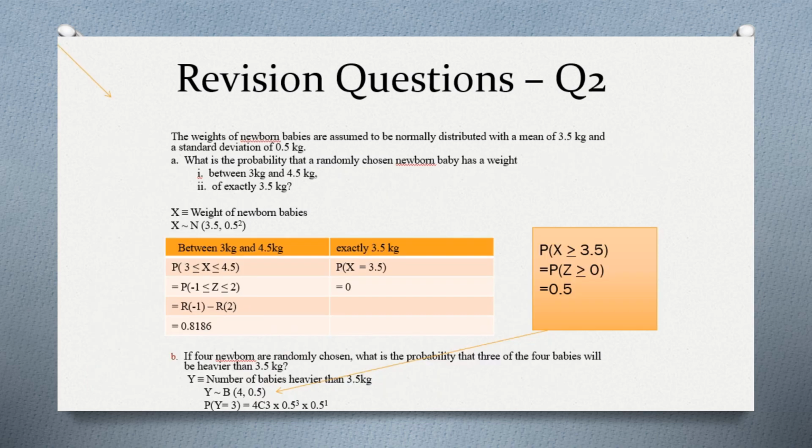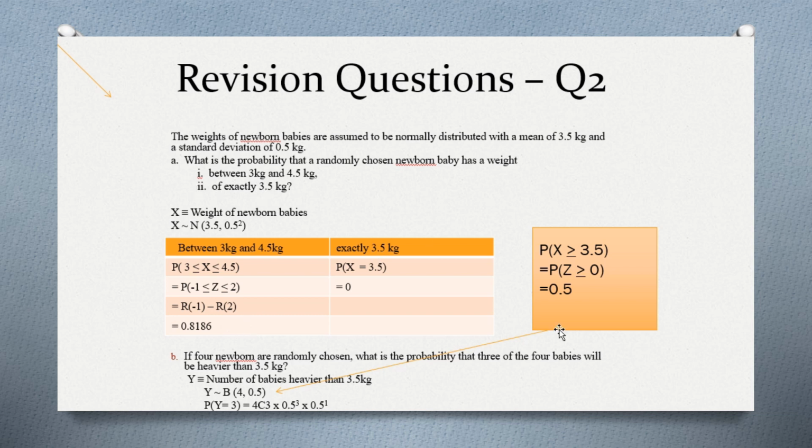All right? Then you have question 2. The weight of newborn babies is assumed to be normally distributed with a mean of 3.5, and a standard deviation of 0.5. You write your event, you write your distribution. What is the probability that a randomly chosen newborn baby has a weight of between 3 and 4.5? So this is normal distribution, right? You're answering using normal distribution. So x will be more or equals to 3, less or equals to 4.5, must be included. For normal distribution, it's always more or equals to, less or equals to. Understand? You find your probability, you find your z-score. It shouldn't be a problem.